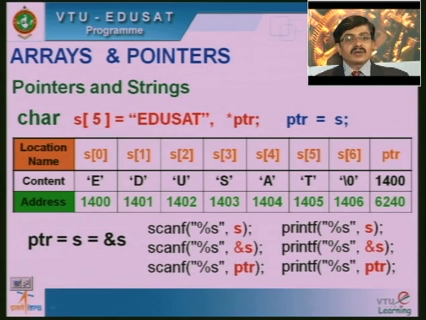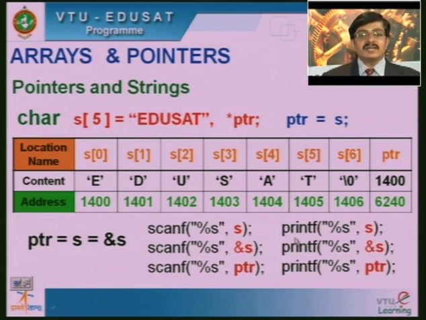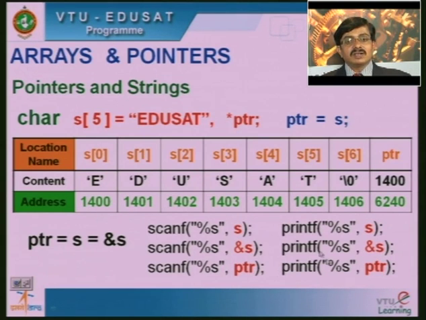Now here, to read a string with scanf %s we can use s, or &s, or ptr. All mean the same thing. Also for printing we can use s, or &s, or ptr. All are performing the same operation. Though it is s, &s and ptr, the value they hold is the address, that is 1400 in this context. So they all print the same data required there.